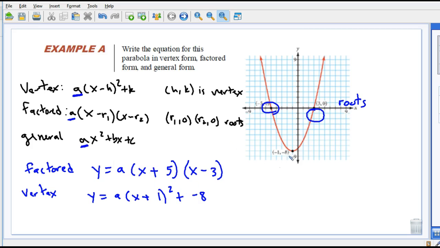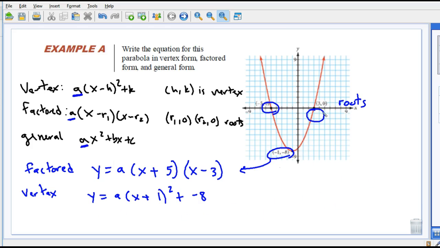So if I want to use this number, I can plug it into factored form. Or I can take one of these two and plug it into vertex form. Okay, and it doesn't matter which one you choose. So which one should we plug in? I'm going to plug in (3, 0) into vertex form. Alright, so let's figure out what a is.